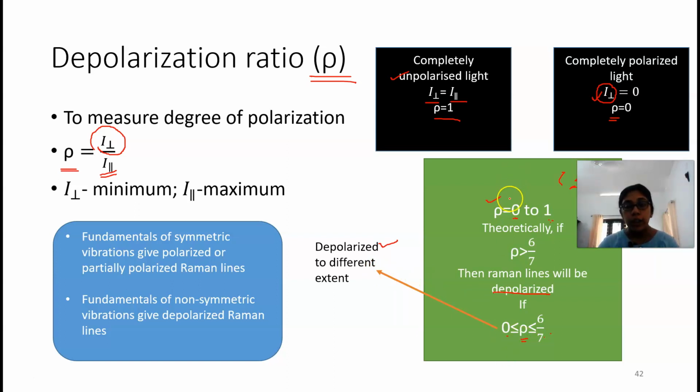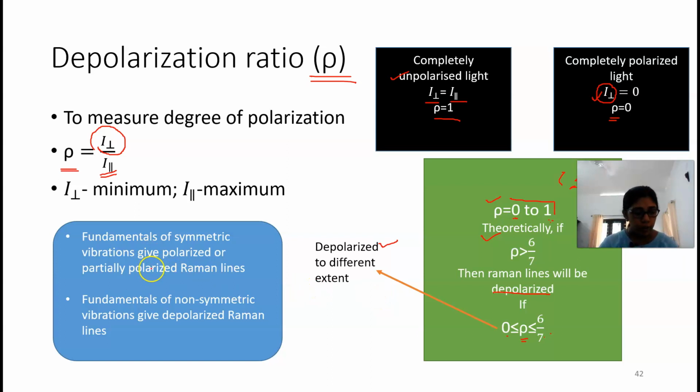So theoretically, this is the value from this particular consideration, but theoretically we have found that rho value, if it is greater than 6/7, it is considered to be depolarized, and if the rho value is in between 0 to 6/7, we say it is depolarized to a certain extent. If it is 0, we say that is completely polarized Raman lines.